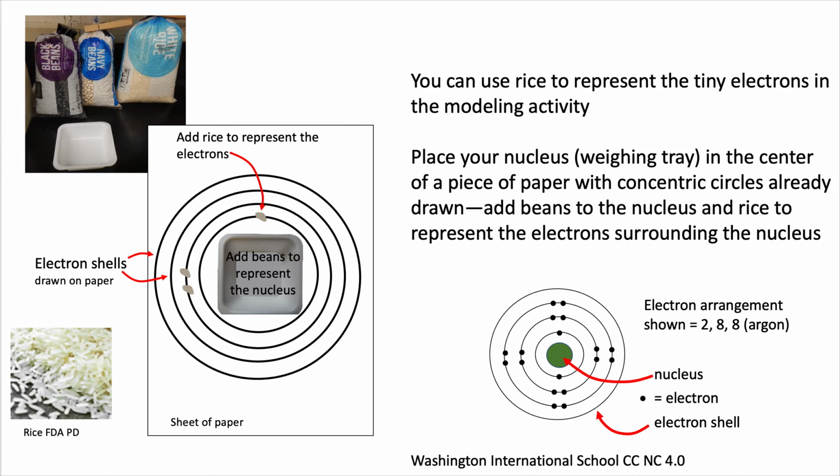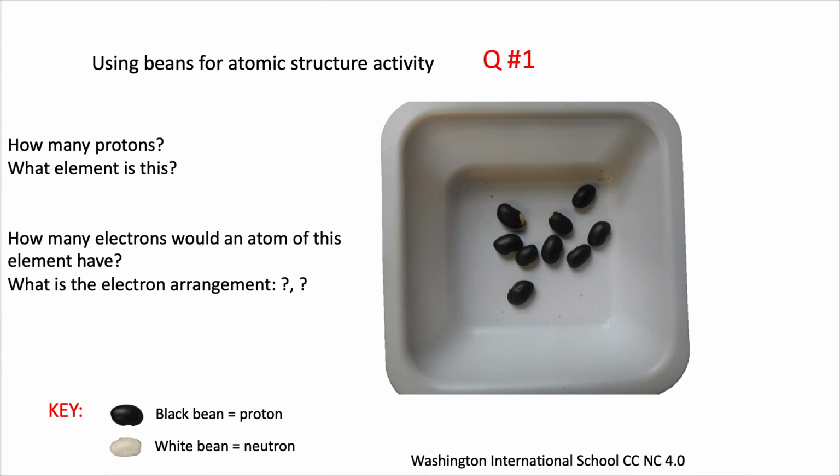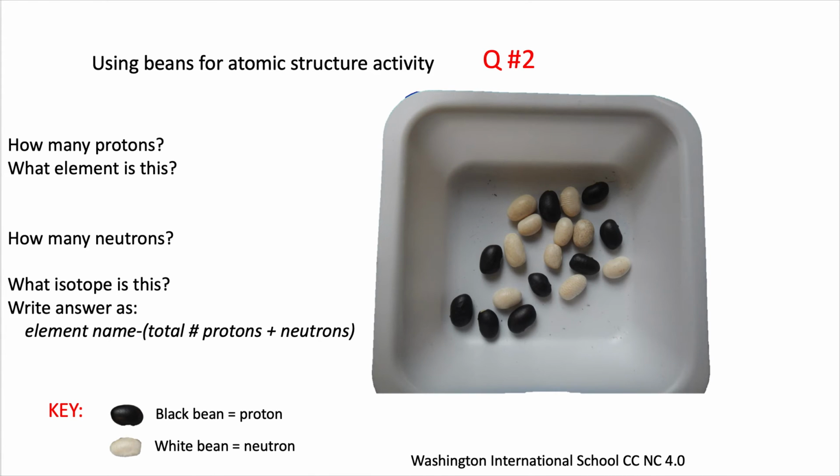So a few questions coming here. Looking at this, black beans are protons: how many protons, identify the element, and how many electrons would it have, and what would that element's electron arrangement be in terms of numbers, 2, comma, whatever. Pause to read the following questions, and this one is asking what isotope it is. So the number of neutrons, here shown as the white navy beans, dictates which of the isotopes it is. You total the number of beans and you write that number after the element's name and a dash. So before, you would have had iron-56.